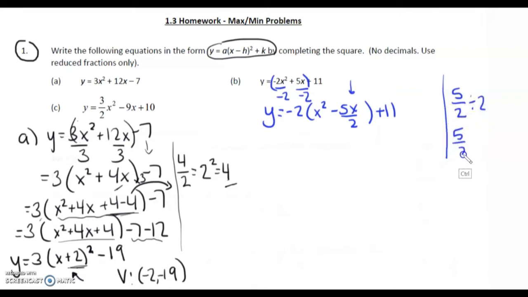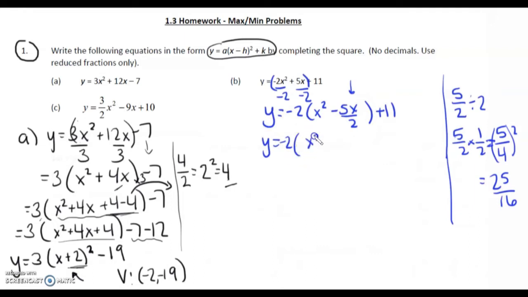Okay, in other words, 5 over 2 times 1 over 2. Remember, when we're dividing fractions, we flip and multiply, or you can just do it on your calculator. So 5 over 4, and we take that number and we square it. So I get 25 over 16. Okay, so we do the exact same thing despite if it's a fraction or not. So 5 over 2, we divided it by 2, then we squared it. So inside of that bracket, we're going to add that number and subtract that number.